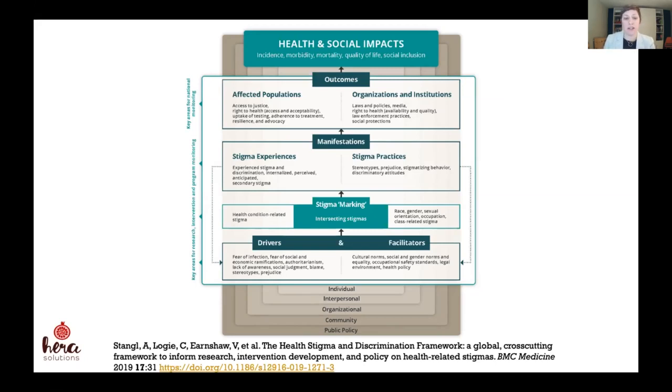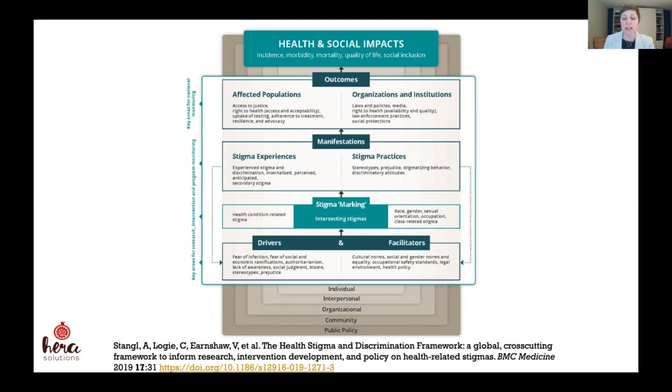Another stigma experience is internalized or self-stigma, which is defined as a stigmatized group member's own adoption of negative societal beliefs and feelings, as well as the social devaluation associated with his or her stigmatized status. Perceived stigma, which refers to perceptions about how stigmatized groups are treated in a given context, and anticipated stigma, which refers to expectations of bias being perpetrated by others if their health condition becomes known, are also classified as stigma experiences in our framework. Lastly, secondary or associative stigma, which refers to the experience of stigma by family or friends of members of stigmatized groups, or among healthcare providers who provide care to members of stigmatized groups, is also included under stigma experiences. Stigma practices can include stereotypes, prejudice, stigmatizing behavior, and discriminatory attitudes.